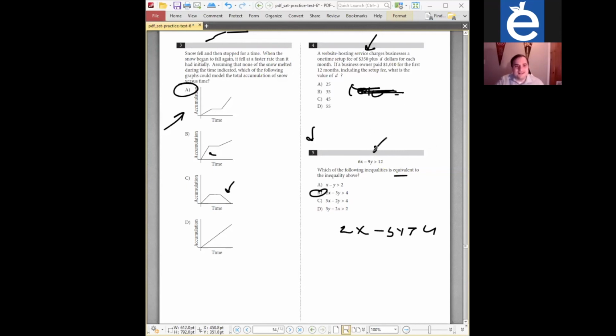Now, how would you know to do that? I don't know. That one falls into the category of do whatever's the most obvious. Like, oh, okay, everything there is divisible by 3. Let me divide by 3 and see what happens.